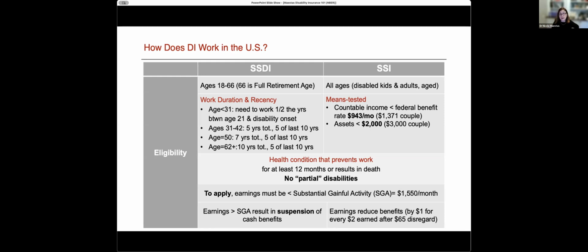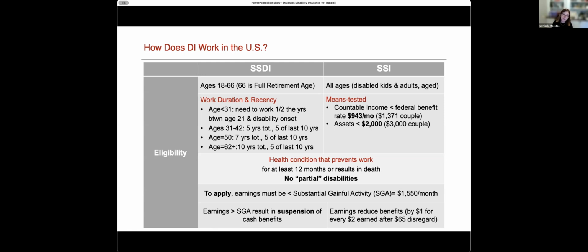Okay. And it does take a lot of time to get the benefit. The application process is lengthy. However, for people who have terminal illnesses and might not live beyond a year, they have special processing to try to handle those cases quickly so that the family can get some benefits before the person passes. Okay, so that's health.